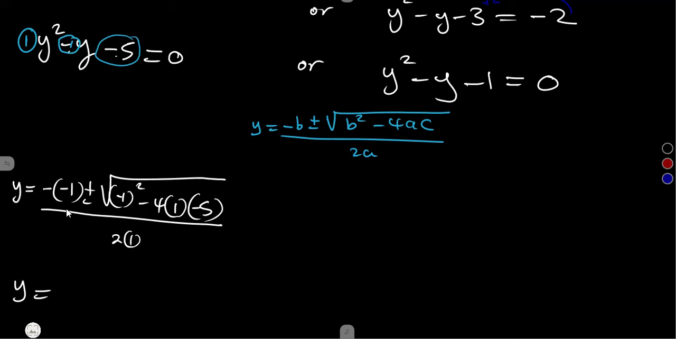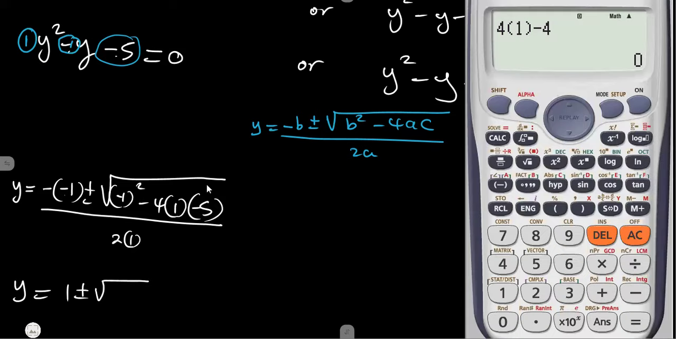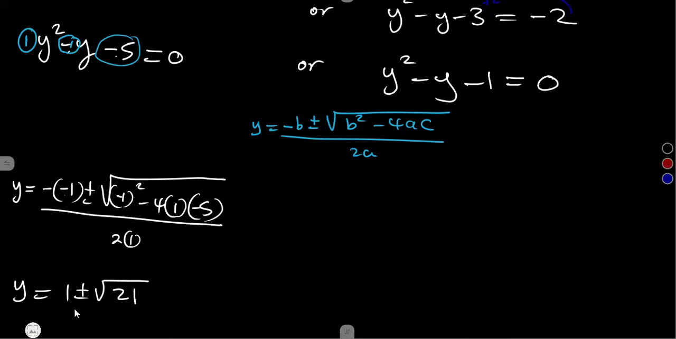So y is going to give us negative, negative, that's a positive, plus or minus the square root of what? You can just use our calculator to simplify what is under the square root. Open a bracket, minus 1 squared minus 4 times 1 times negative 5. That was going to give us 21. So that's 21 over 2 times 1, which is 2.